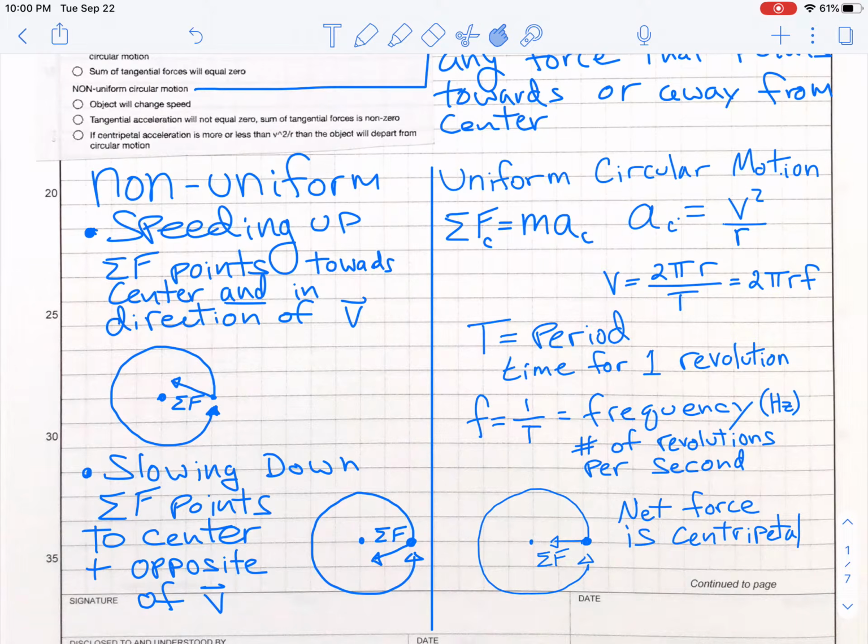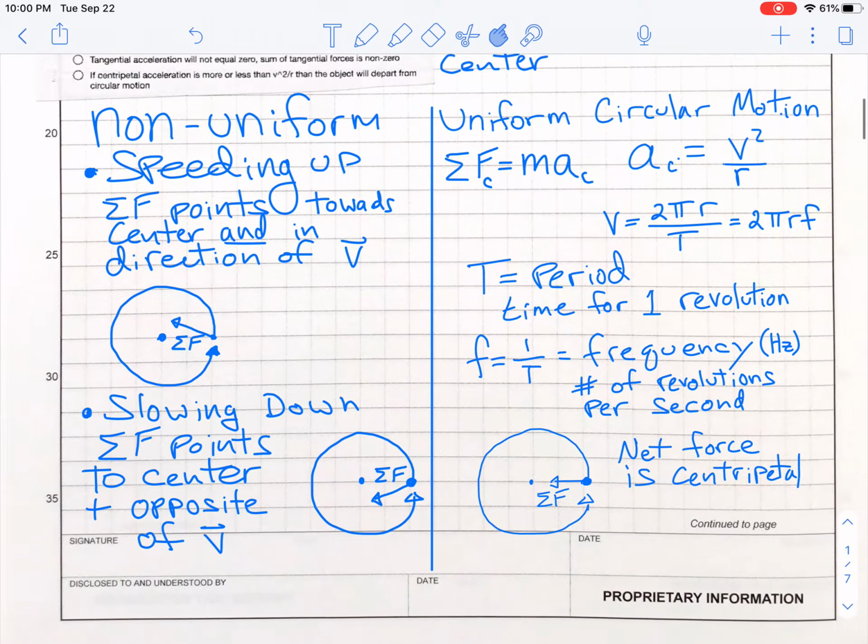And as always, you pause these as needed to write down the information.